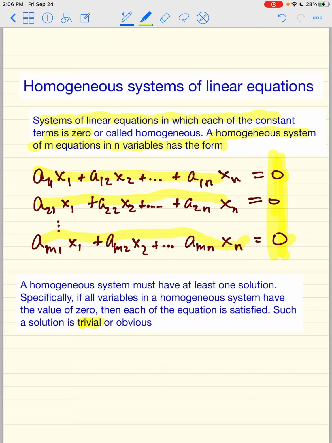A homogeneous system must have at least one solution. If you think about it, we're solving for x1, x2, x3, through xn, and it has to equal 0. So we know it has to have at least one solution. Specifically, if all variables in a homogeneous system have the value of 0, then each of the equations is satisfied. Isn't it true that if I make x1 0, x2 0, all of these will work? Sure. So that solution is what we call trivial, okay? Trivial means it's obvious that 0 works.